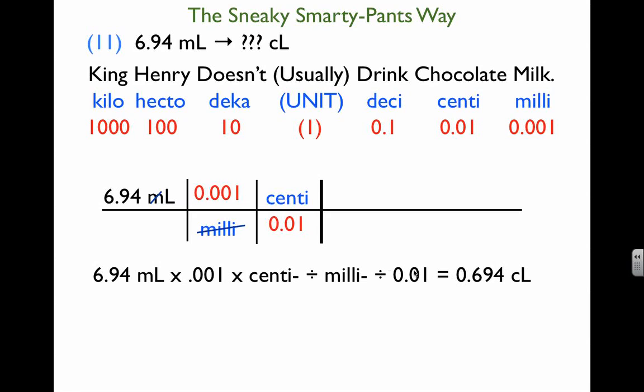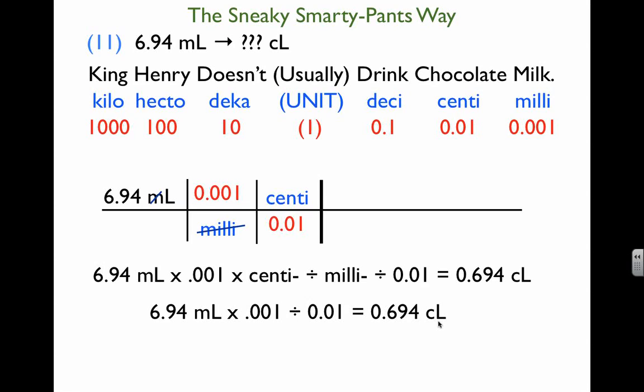0.694 centiliters. Or if we just think about what we're adding into the calculator, the numbers that we really need to focus on are 1, 2, 3 numbers, as opposed to all the other ones in the other example. 6.94 milliliters times 0.001 divided by 0.01 equals centiliters. And this number here is in centiliters. This is the sneaky smarty pants way to be tricky and not have to worry about measuring or knowing how many centiliters are in a milliliter and how many megaliters are in a milliliter.